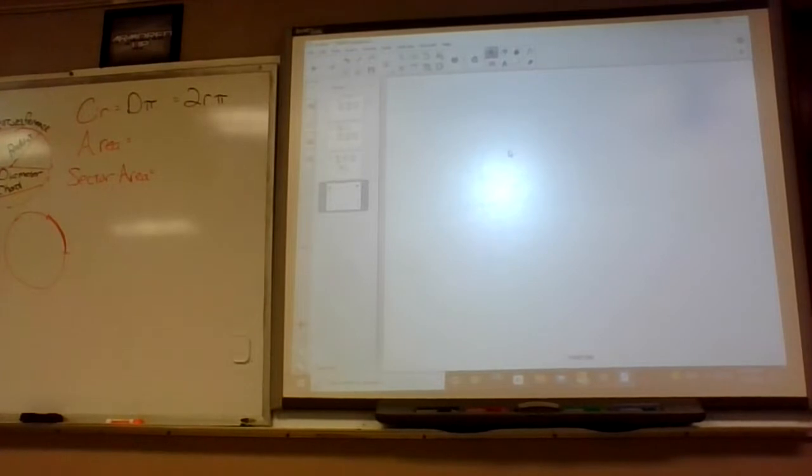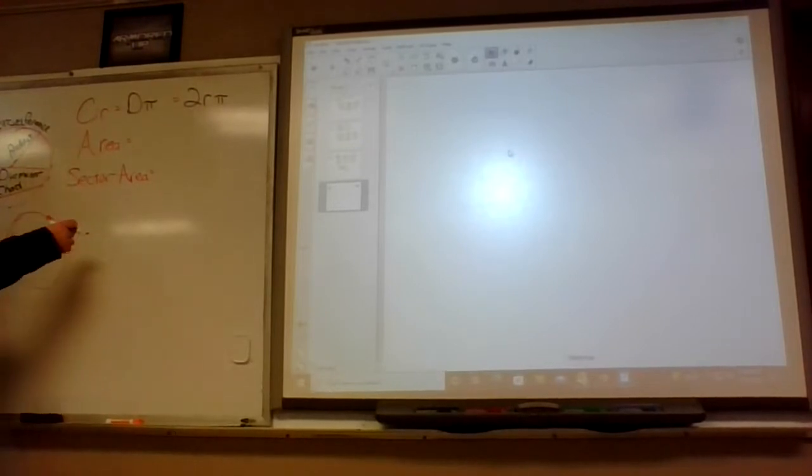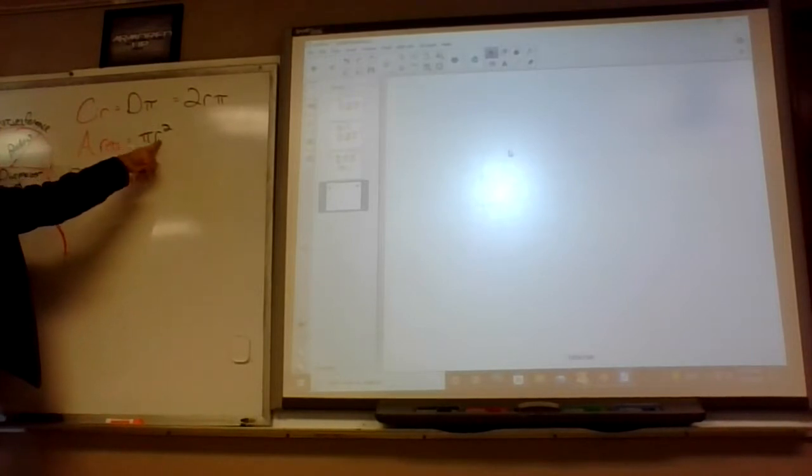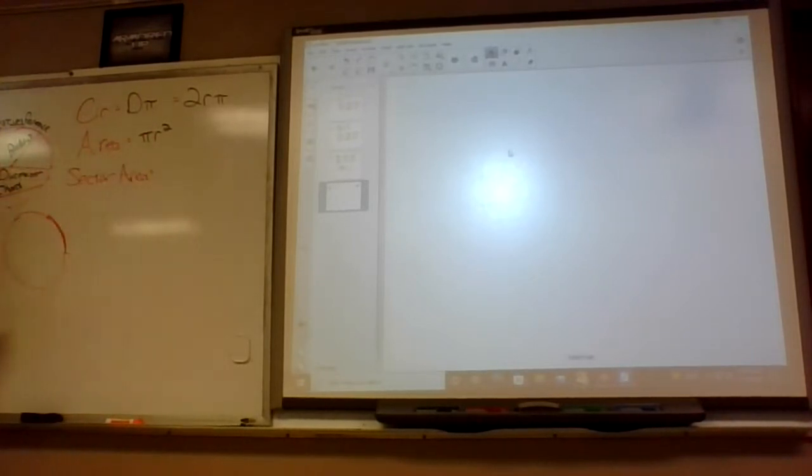Why do those both work? Because a diameter, if you think about it, is just made up of 2 radii. Radius plus radius equals diameter. Does anybody remember the area formula for a circle? Pi r squared. So that means you have to do radius times itself times pi.